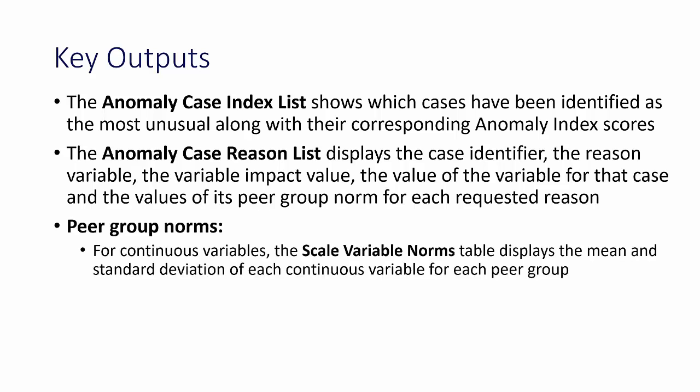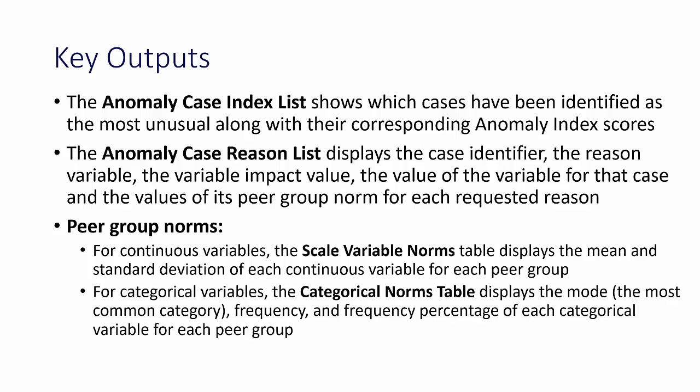In terms of peer group norms, for continuous variables, the scale variable norms table displays the mean and the standard deviation of each continuous variable for each peer group. And for categorical variables, the categorical norms table displays the mode, i.e. the most common category, the frequency and the frequency percentage of each categorical variable for each peer group.